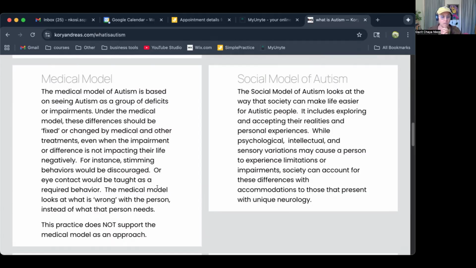So, for example, if someone is stimming by playing with their hands, and there's no harm being done and no one's being hurt, in a medical model the person would be taught to eliminate that behavior. Or eye contact, even though it doesn't harm anybody, might be taught as a required behavior. So the medical model looks at what's wrong with the person instead of what the person needs or enjoys, even, right?